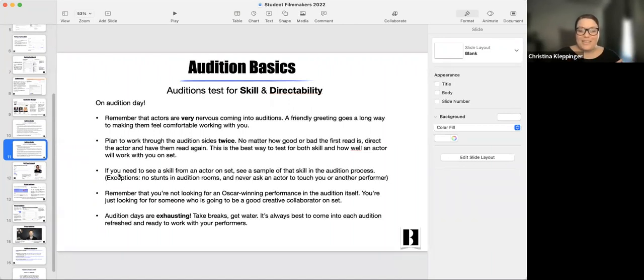So instead of using something existing, it's worth the extra work to write a page and a half or a page worth of dialogue for your actors to read in the audition room. Does that help?